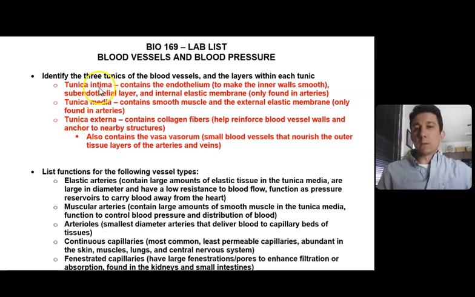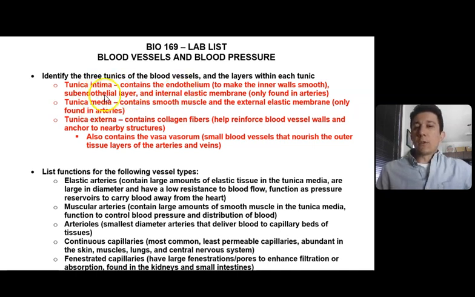Now, the tunica intima is the deepest layer, so it is the layer or set of layers that's closest to the blood that's flowing through those vessels. And it contains three structures. The endothelium, which is a lining that helps to make the inner walls of the blood vessels smooth, because if the inner walls are rough, that has a tendency to make blood flow turbulent, and when blood flow becomes turbulent, blood has a tendency to form clots, so this smooth lining really helps to reduce spontaneous clot formation within the blood.